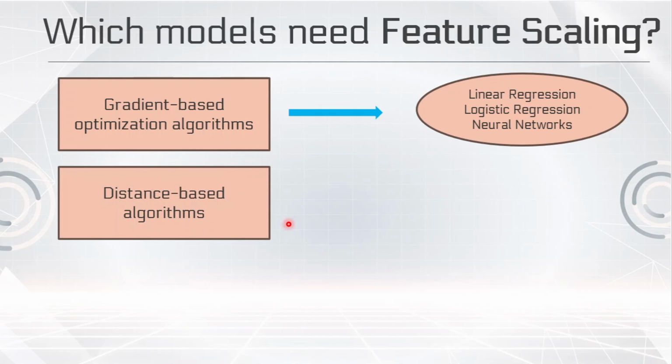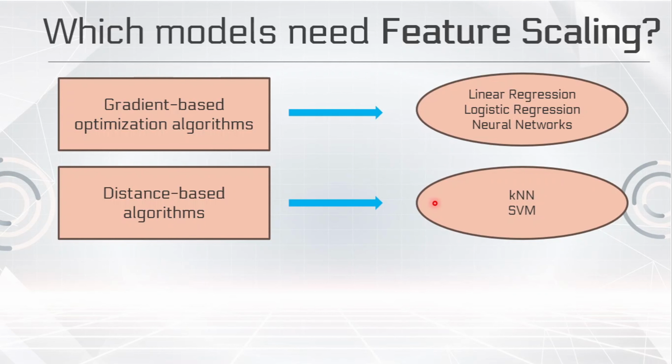The second group is the distance-based algorithms. Here we have KNN and SVM. As you know, KNNs decide according to the distances between data points. If you have different scales for different features, then it will be biased toward larger scales. And SVMs also use distances in order to have the planes between different classes. If you have different scales, the model will be biased again.